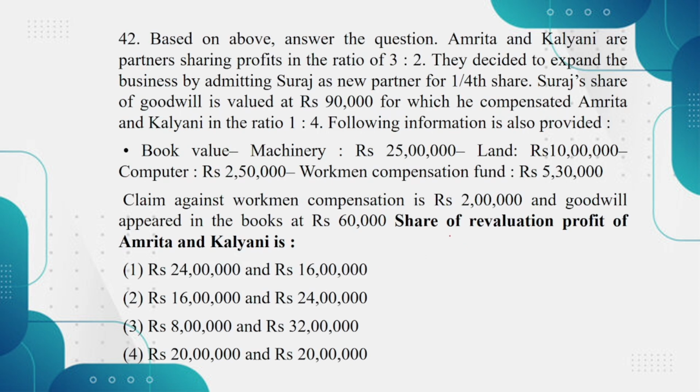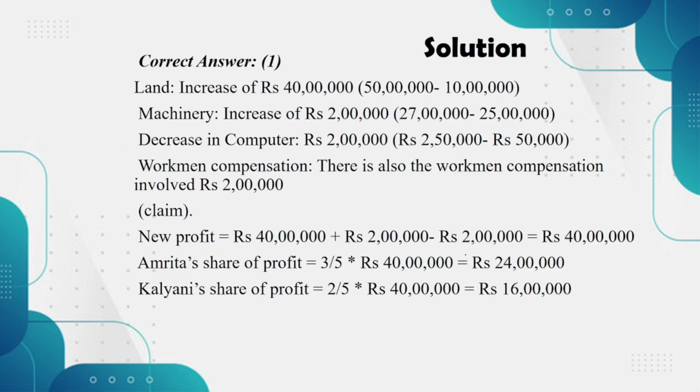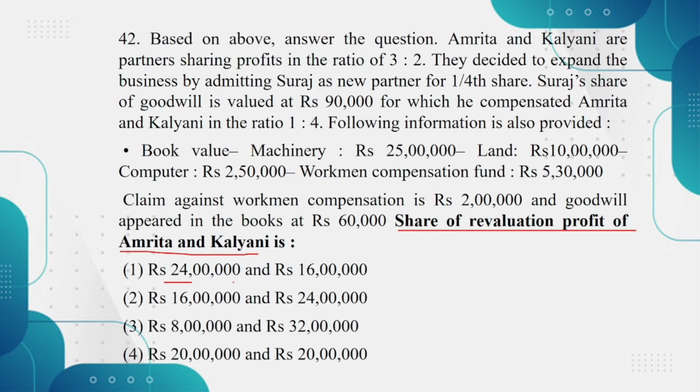Again from the same case study, what is the share of revaluation profit of Amrita and Kalyani? Please remember these steps. This is the way to find out the amount of net profit, and that will be distributed among the partners in ratio 3:2. So answer is 1: 24 lakh to 16 lakh.